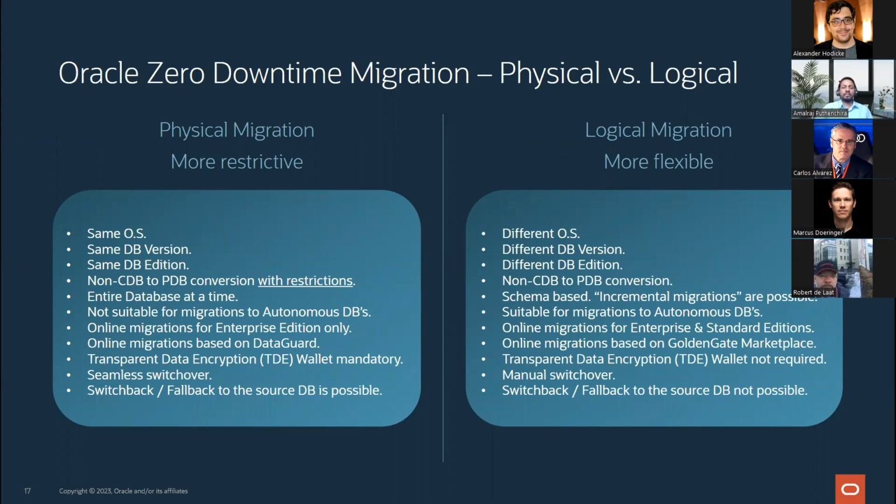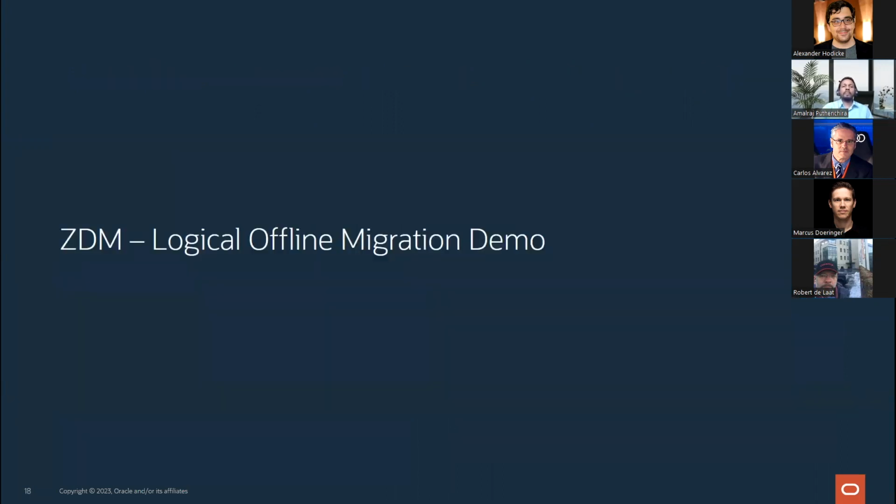Okay, next one. We're going to do a small demo, a logical offline migration from an 11 database to an Autonomous 19c database. So it's from the oldest database to the newest database, and it's going to be offline. Because of the time we have, we're going to do it very quickly.